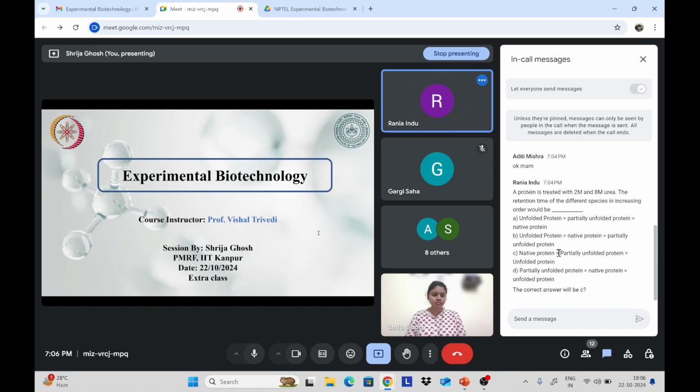Yes, actually in the solution it was given A, so I got confused. This is one of the questions from assignment 5, the last question, the assignment that is given on the portal. There the correct answer was given as A, so I got confused because I had ticked C.